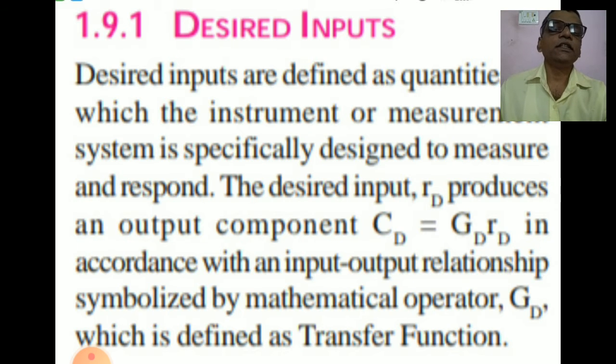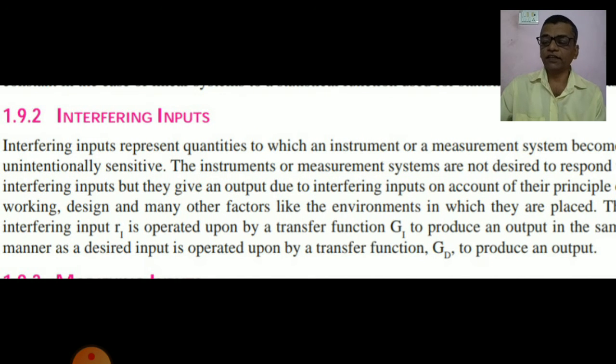Now we will see the next parameter, interfering inputs. Interfering inputs represent quantities to which an instrument or measurement system becomes unintentionally sensitive. The instruments or measurement systems are not designed to respond to interfering inputs, but they give an output due to interfering inputs because of their principle of working, design, and other factors like the environment in which they are placed.